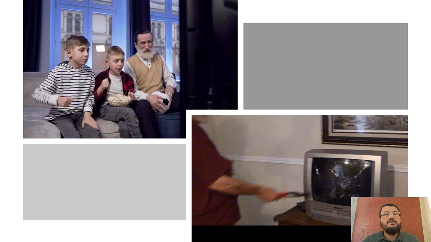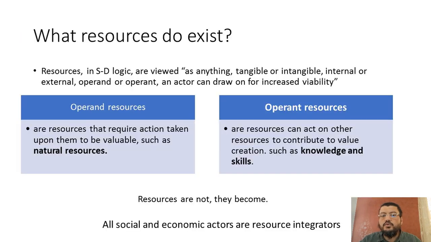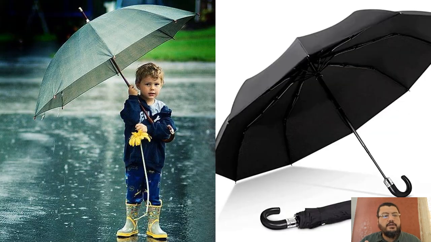For example, you give a smart TV as a gift to your grandfather who already struggles with his old TV. He cannot work through the menu. Therefore, he will not be able to reach the full potential of the smart TV. Resources are not, they become. For example, an umbrella could be a resource, but will not be an actual resource until you use it in a rainy or a sunny day.